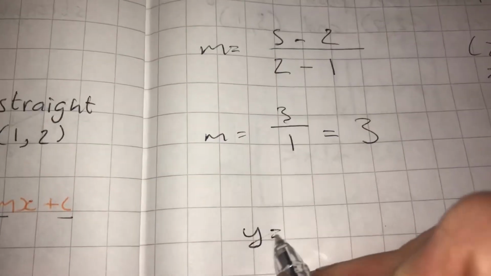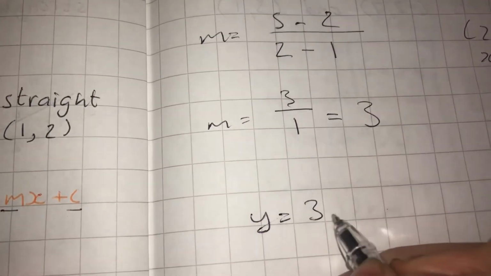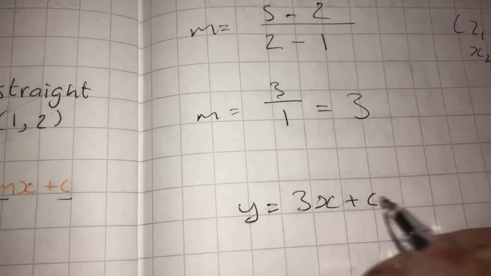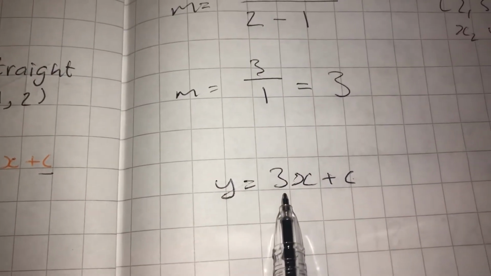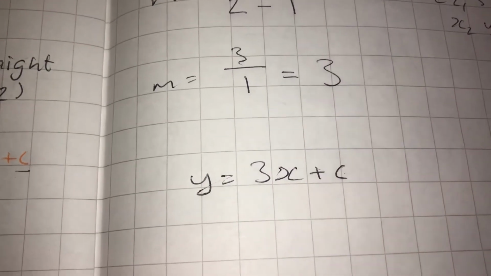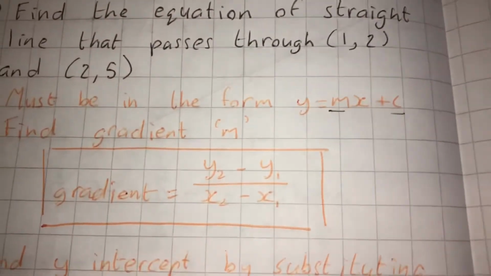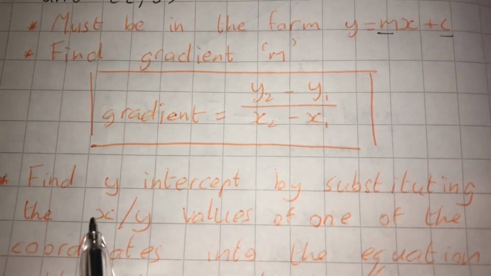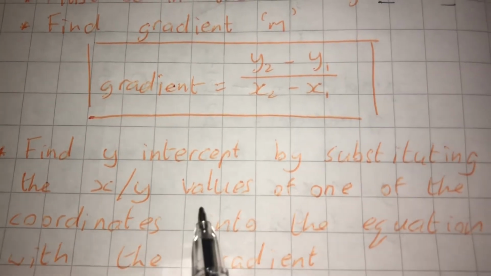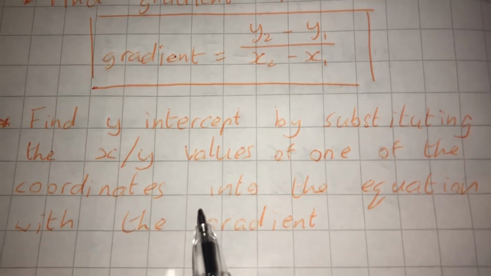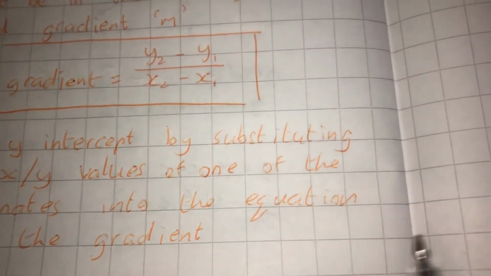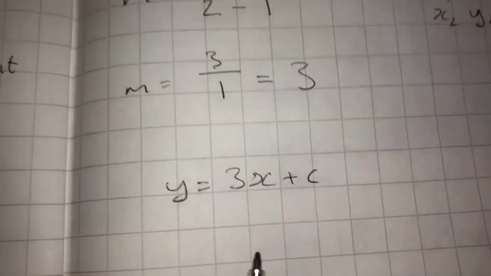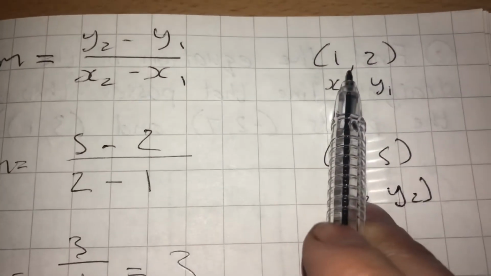Okay, so what we have so far is y equals 3x plus c. We still have to find our c value. I've just substituted 3 in place of m, which I found to be the gradient. All right, now the next part is we have to find the y-intercept, and that is done by substituting the x, y values of one of the coordinates, doesn't matter which one, into the equation that we have so far with the gradient included. So I'm going to pick this coordinate (1, 2).